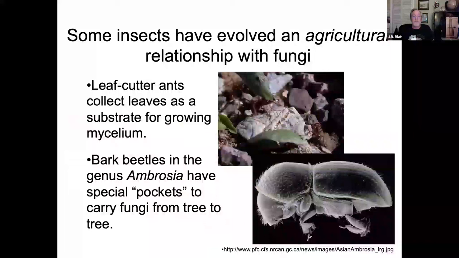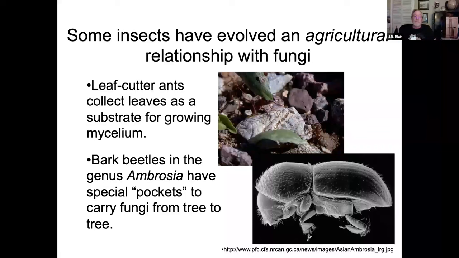And there actually are some insects that have evolved an agricultural relationship with fungi. Leafcutter ants. A lot of people think these ants have bit off a piece of leaf, and they go in lines down to their tunnel, down into their nest, and the assumption is that they eat leaves for their food. But it turns out they don't. They are feeding the leaves to mycelial masses that are in their nests, and then the ants eat the mycelium. So they are actually eating the fungi.